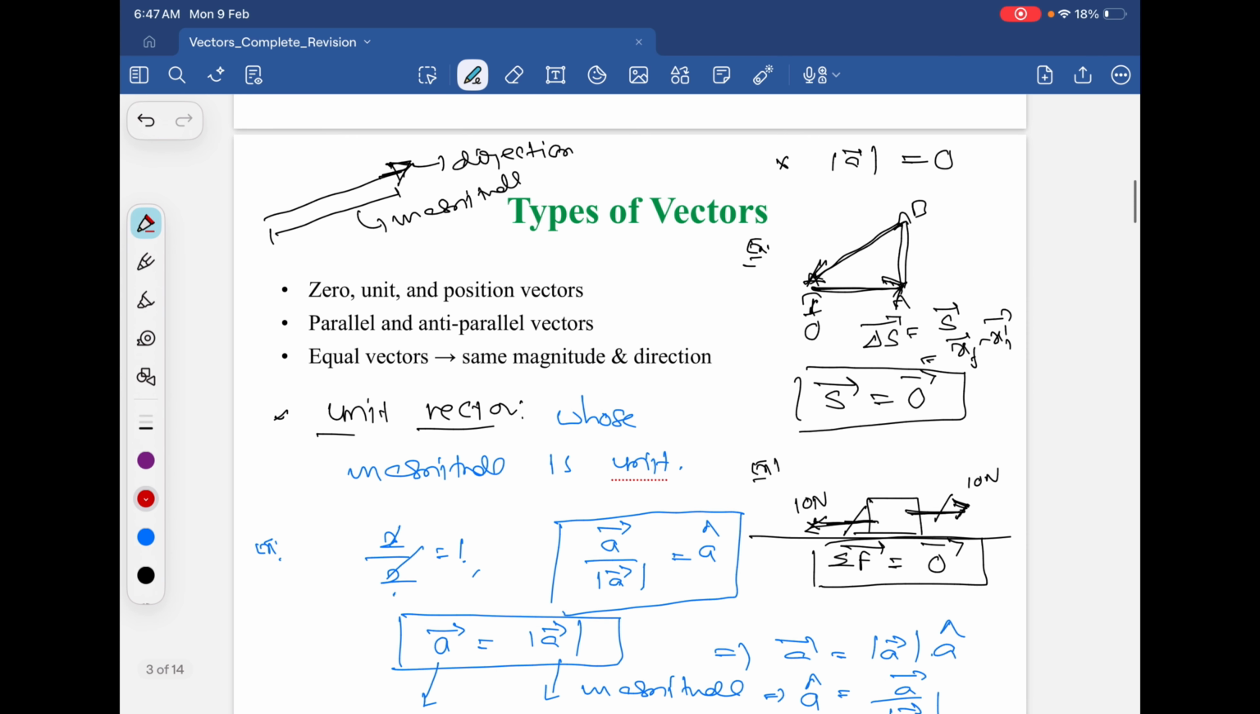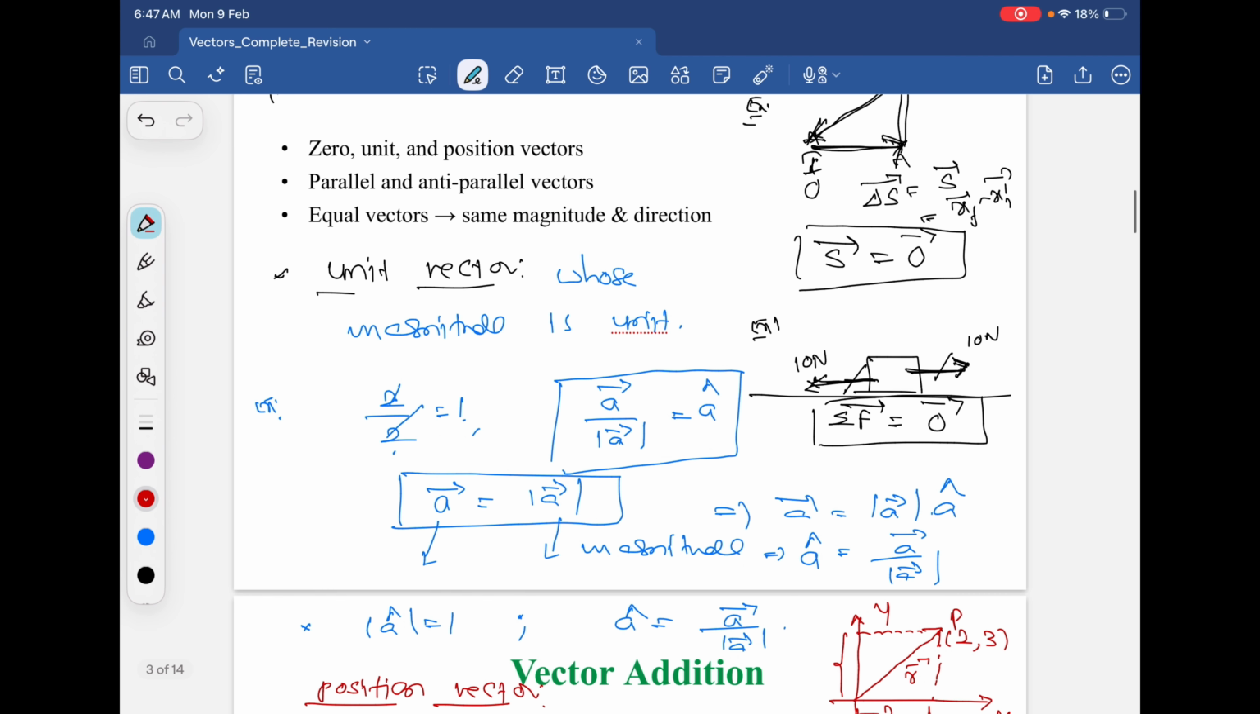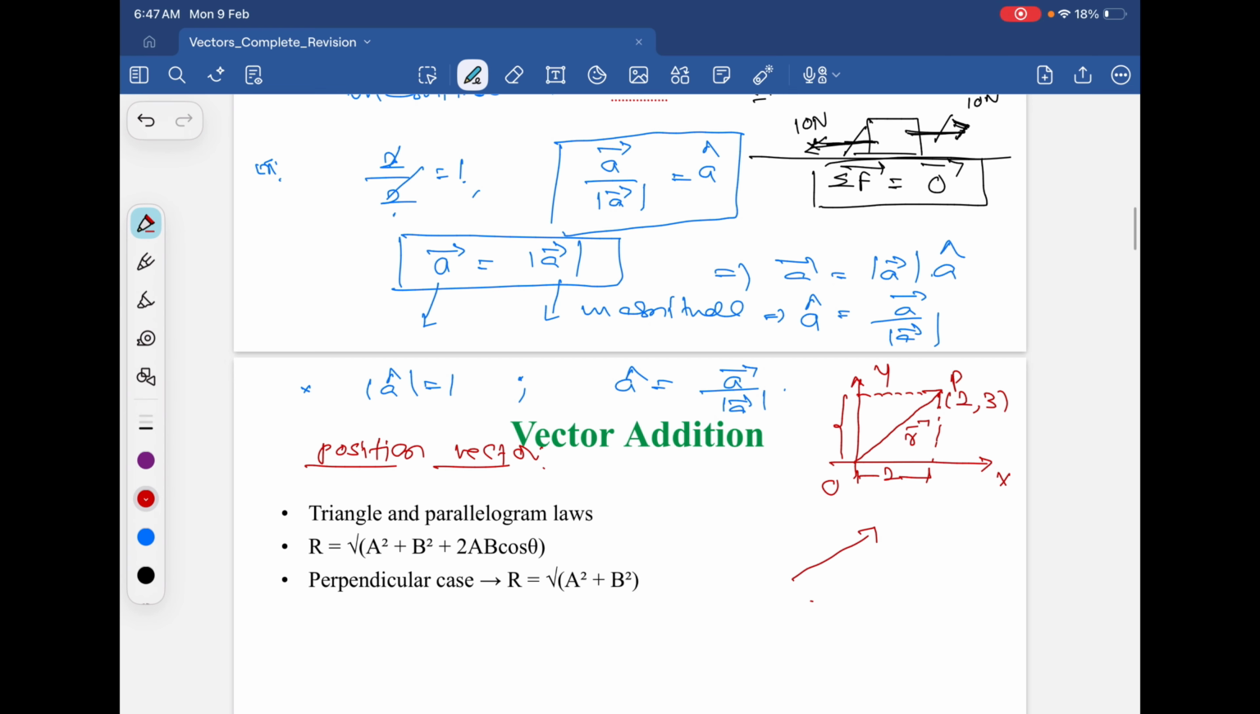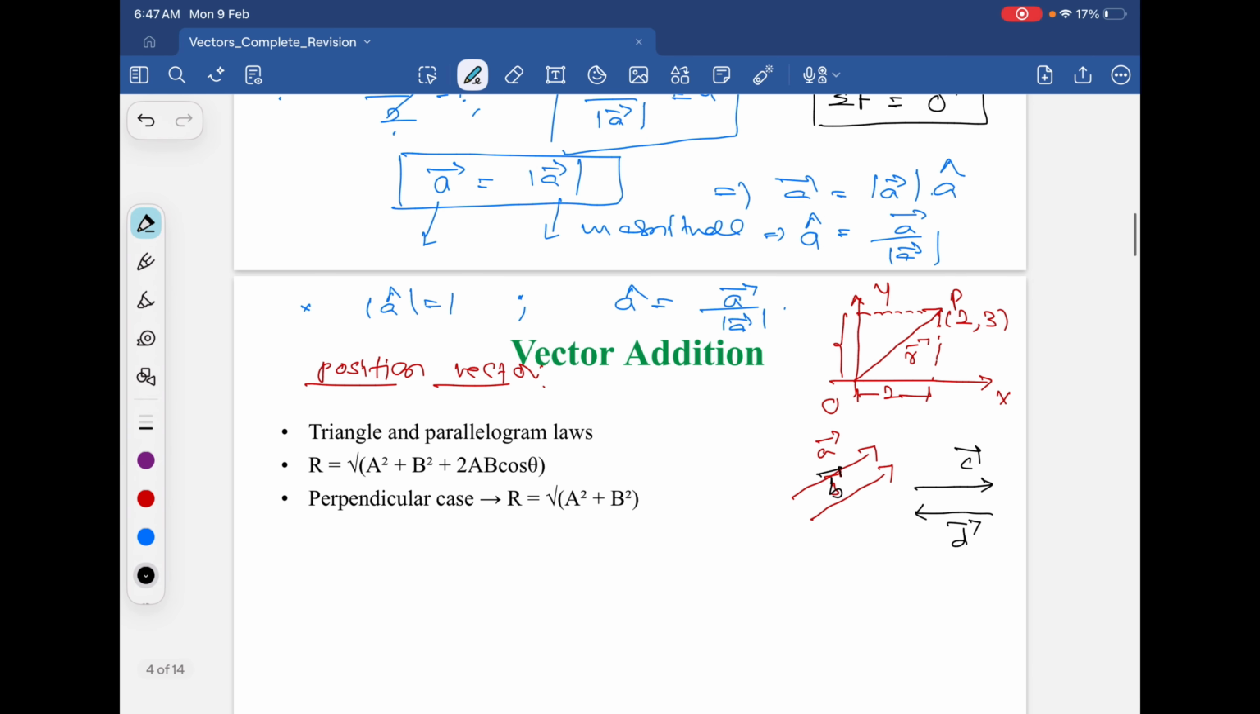Again, we have different types, like parallel vectors and anti-parallel vectors. Parallel means when two vectors are pointing in the same direction, we call them parallel vectors, like A bar and B bar. For example, two vectors like C bar and D bar pointing in the opposite direction are called anti-parallel vectors. If their magnitudes are equal and directions are also the same, they are called equal vectors.